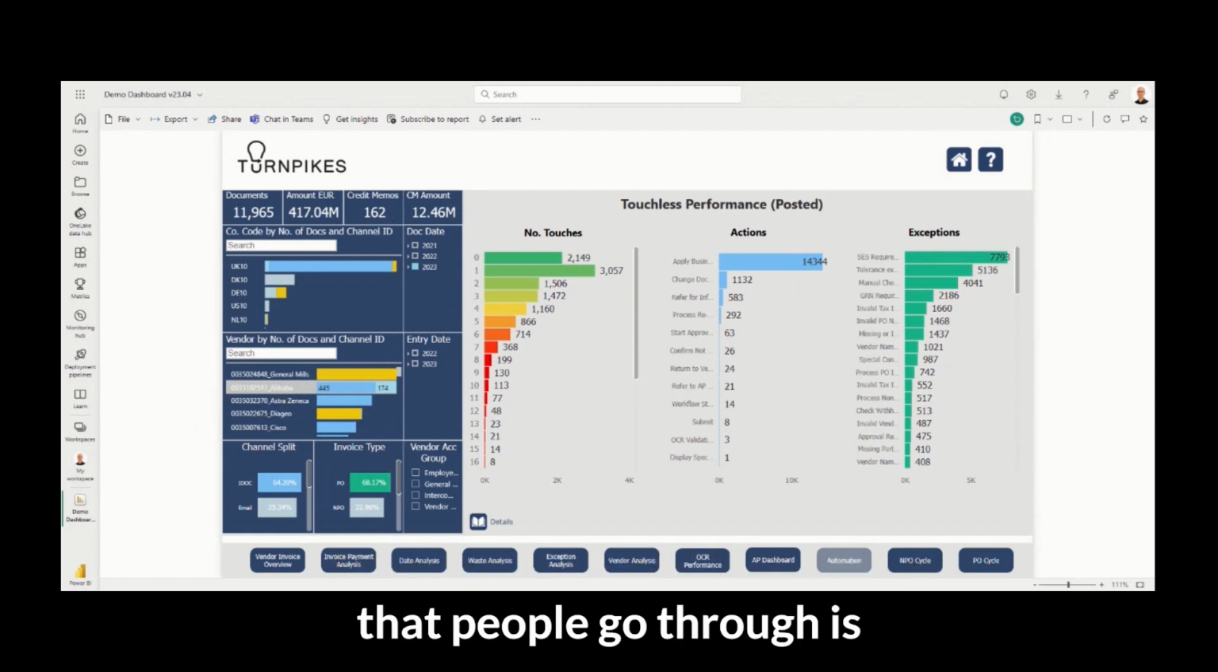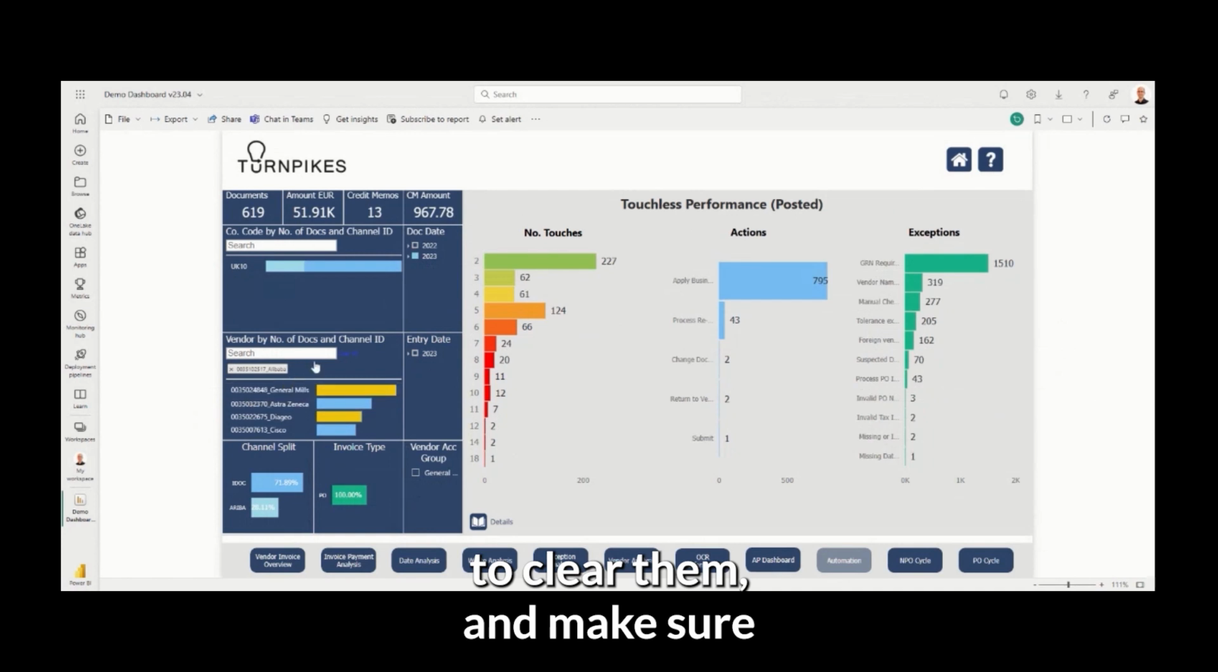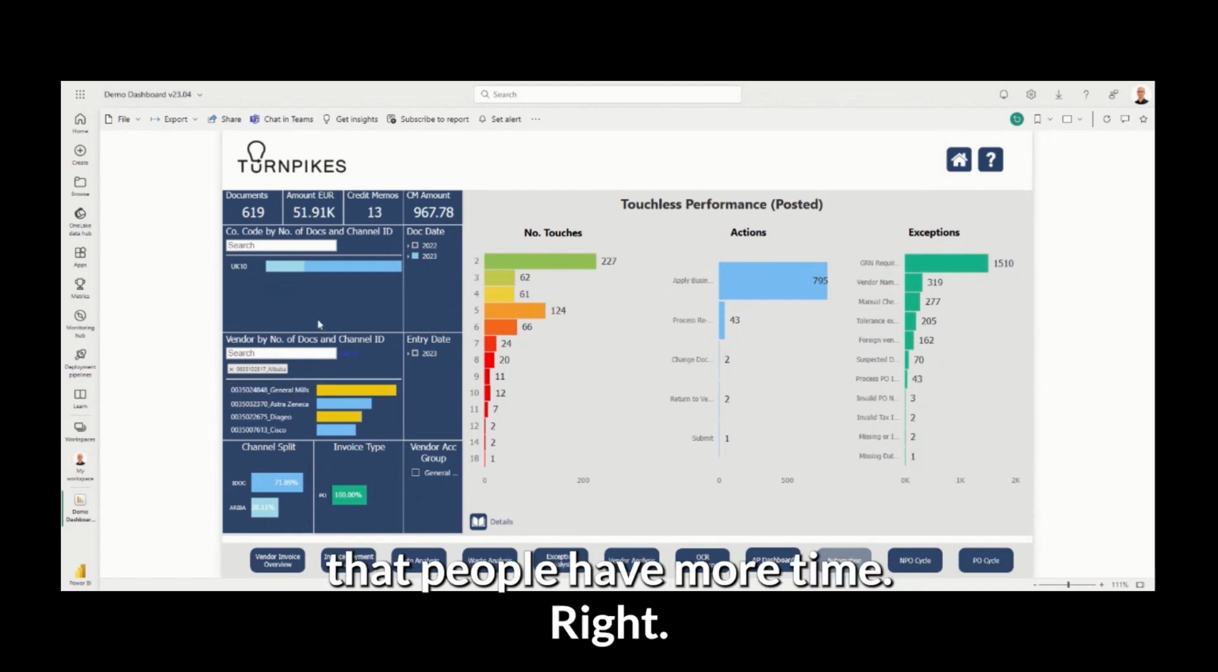And in terms of just understanding what this is for, I guess one of the processes that people go through is you have to find where your bottlenecks are to clear them and make sure that people have more time, right? Is that what that is focused on?